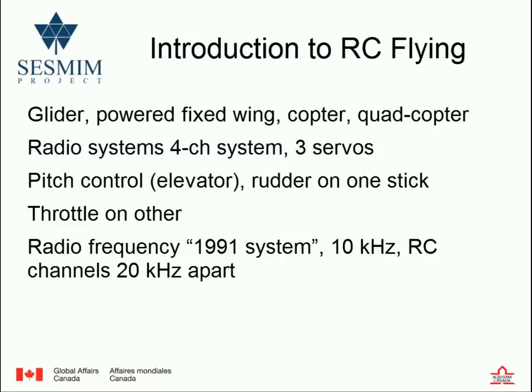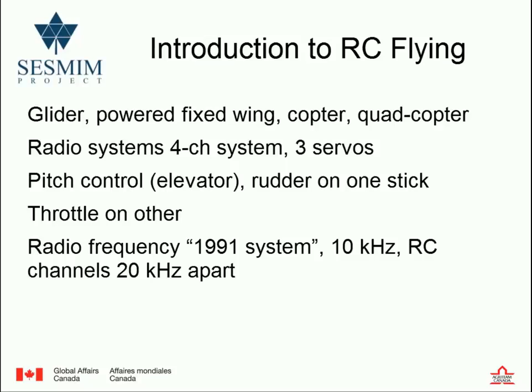Introduction to RC, yeah? Glider. So these are the different types of radio-controlled aircraft you can use. Glider, powered. So a glider will climb if there is wind. So fixed wing is a plane, helicopter, and a quadcopter. So radio systems, basically the most common is a 4-channel system with 3 servos.